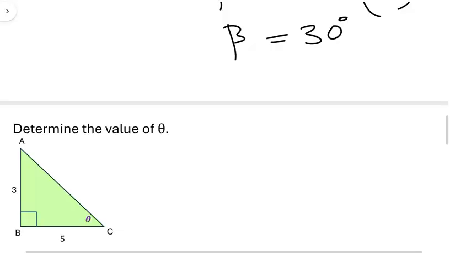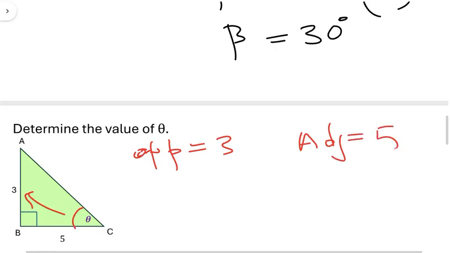Here's another example. Again, I'm going to check from the angle that they want. I'm going to ask how the information that is given is related to the angle that they want. From this angle, I have the opposite, which is 3, and then I have the adjacent, which is 5. Adjacent and opposite, that is tan. So I'm going to say, okay, tan of theta.